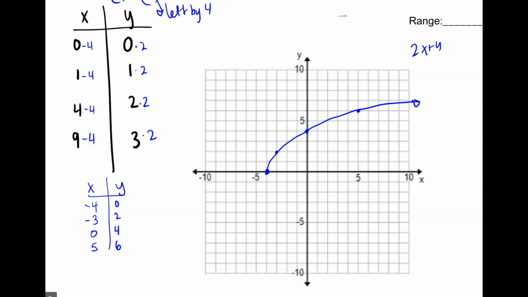Every single factor is divisible by 2, so you divide it all by 2. What if not everything was divisible by 2? What if it was x plus 4, all over 2?